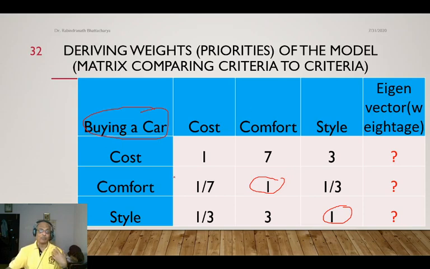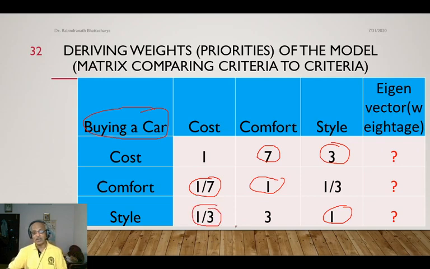Now as a driver or as an owner of a car, I want comfort to be very, very important compared to cost. I'm a rich man and I have enough money, so I want more comfort than anything else. So I'll put a number of 7. And I also need style, so cost is not very important to me. For style I have given a number of 3. So this must be 1 by 7 and this must be 1 by 3.